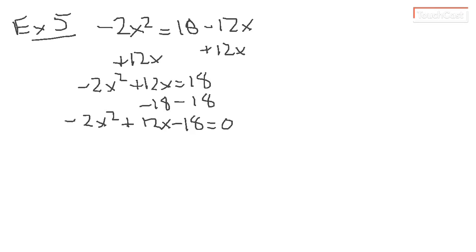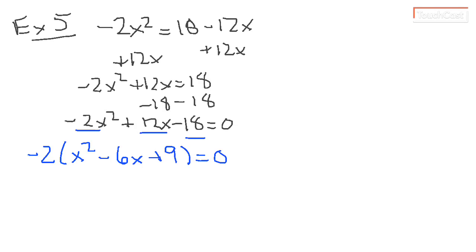Now, before I factor, remember there's one thing we should always look for. Is there a greatest common factor? I look at these three terms, and I see they're all divisible by 2, and we have a negative out in front. So I'm going to pull out a negative 2, and I'm going to be left with x squared minus 6x plus 9 equals 0.